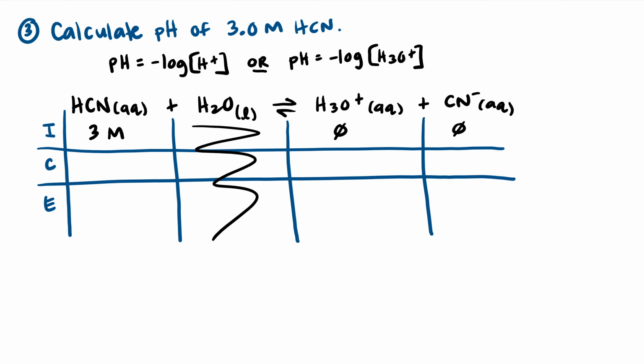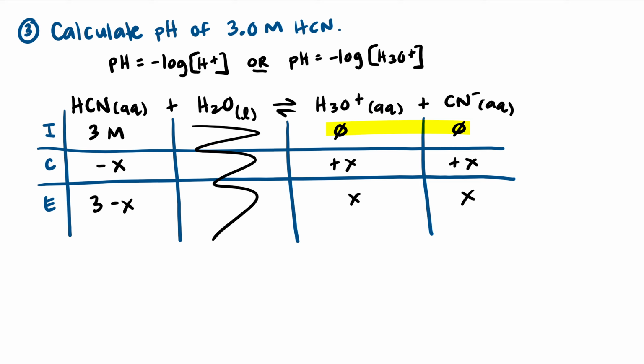So right away I see, hey, I've got zeros on my product side for my initial. I know that anytime I have a 0, we're moving towards the side with a 0. So for our change row, that means we're going to move to the right. We're moving towards that product side. So minus X from our reactant, plus X and plus X for our products. So at equilibrium, our acid is 3 minus X, and both of our products are X.